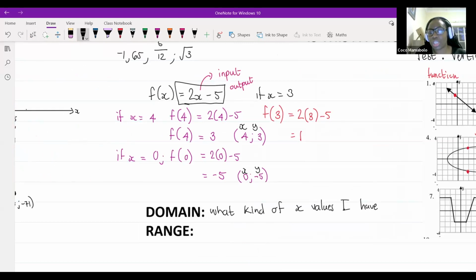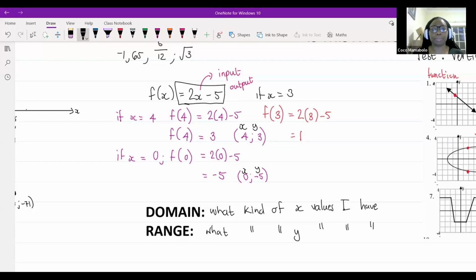And my range tells me what kind of y values I have. We're going to talk about that in a little more detail as we go along, because every function and every graph we're going to be talking about is going to give us a different domain and a different range. But we'll talk about what that needs to look like.